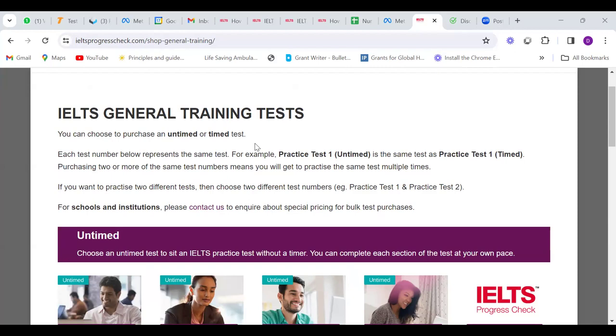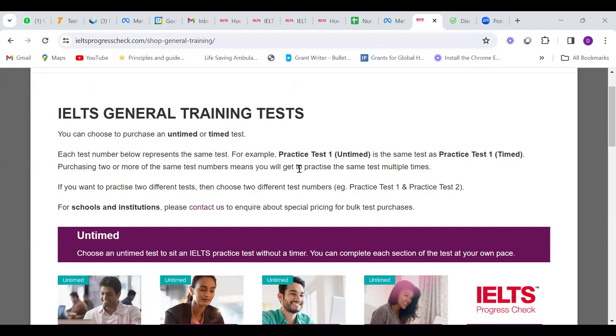Now, each test number below represents the same test. For example, practice test one on time is the same as practice test one timed. Purchasing two or more of the same test numbers means you will get to practice the same test multiple times.